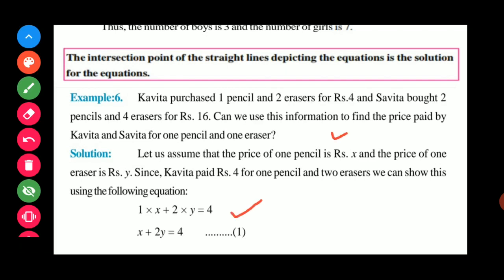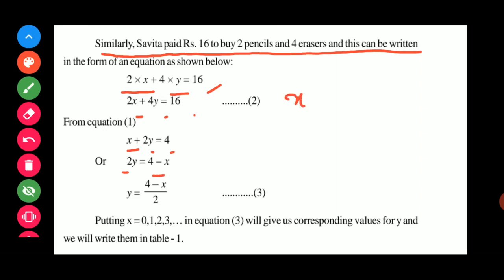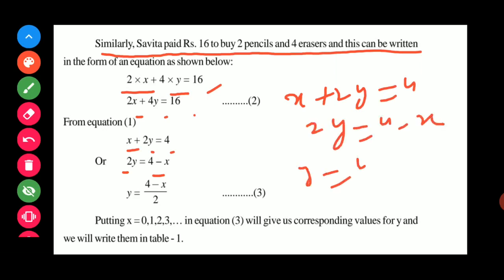The first equation is x plus 2y is equal to 4. Similarly, the second equation is formed by 2 into x plus 4 into y is equal to 16. So 2x plus 4y is equal to 16. Now, x plus 2y is equal to 4, so we can find the value of y. So 2y is equal to 4 minus x. So y is equal to (4 minus x) divided by 2. It is your equation.